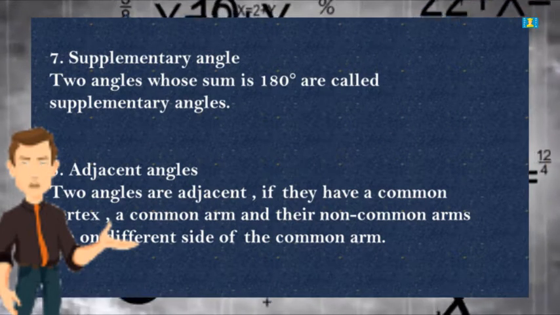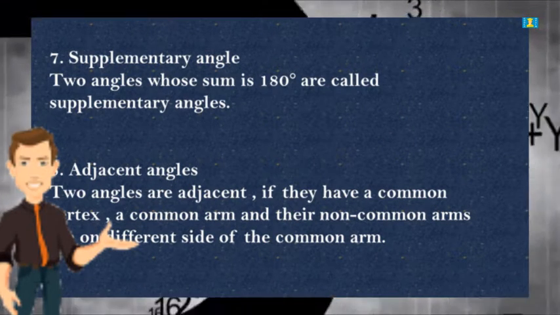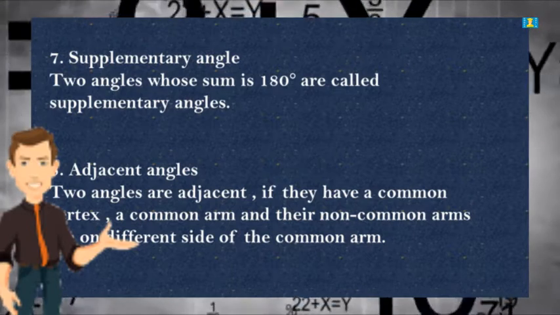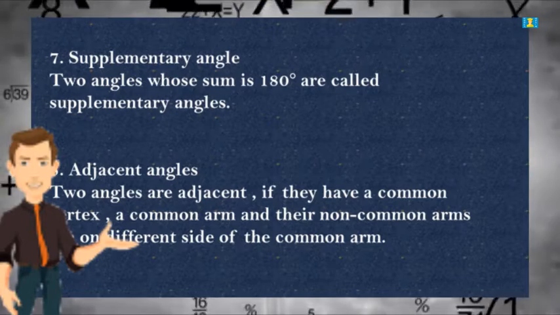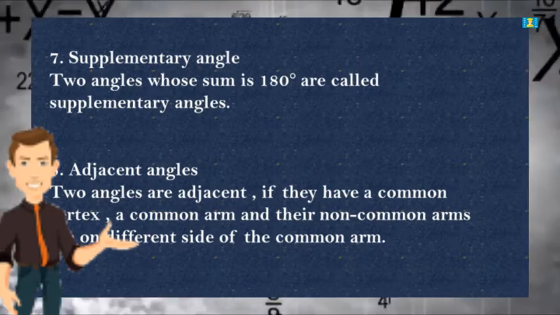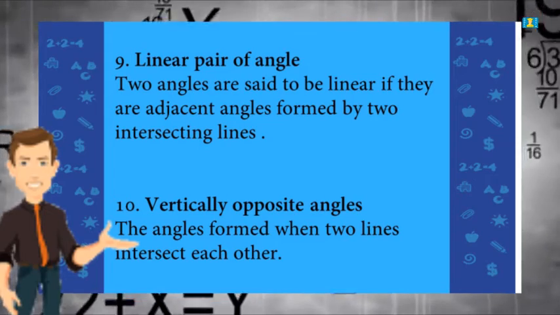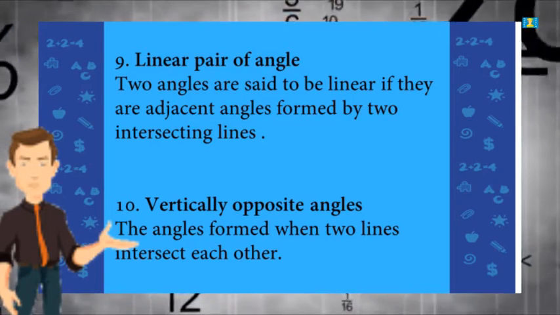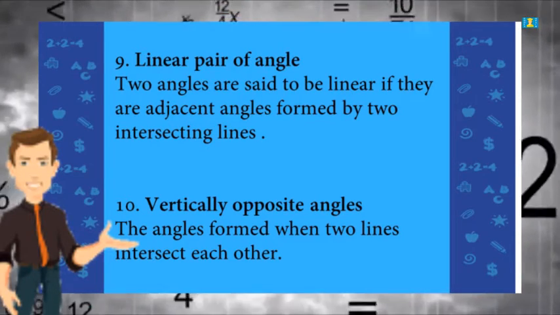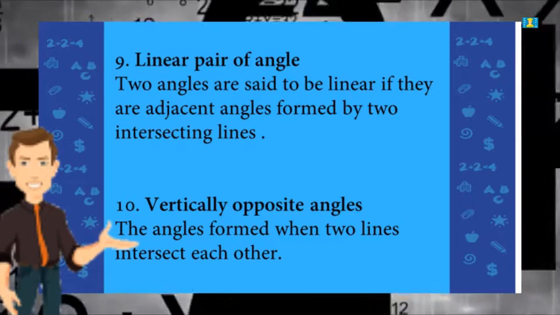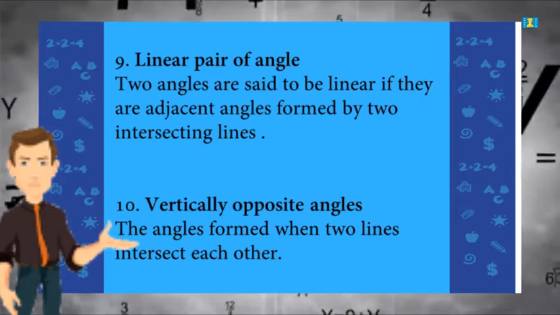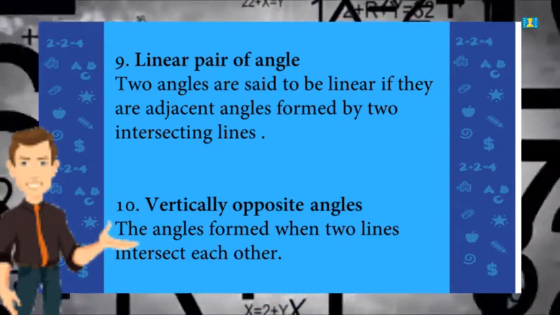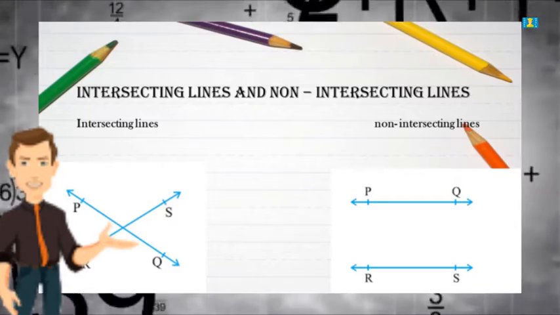Then adjacent angles. Two angles are adjacent if they have a common vertex, a common arm, and their non-common arms are on different sides of the common arm. Linear pair of angles. Two angles are said to form a linear pair if they are adjacent angles formed by two intersecting lines. Vertically opposite angles. The angles formed when two lines intersect each other.